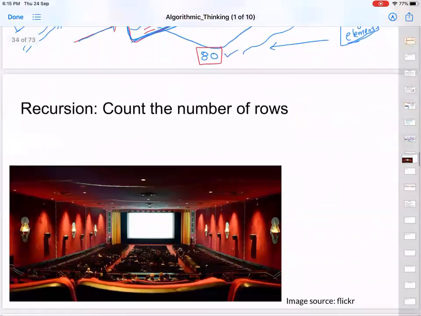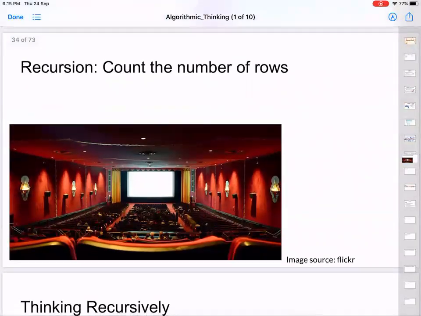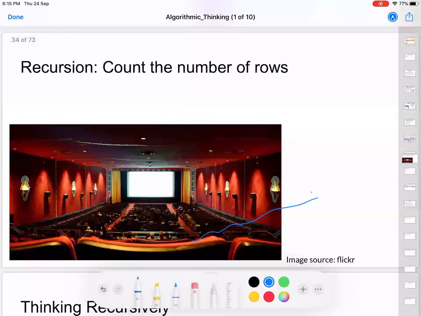Let's understand the basic idea of recursion. For that, I just want to give you a real life scenario. Assume you went to the theater to watch a movie, and you are sitting here in the last row. You want to know how many rows are there in front of you. So what will you do? How many rows are there in front of me?